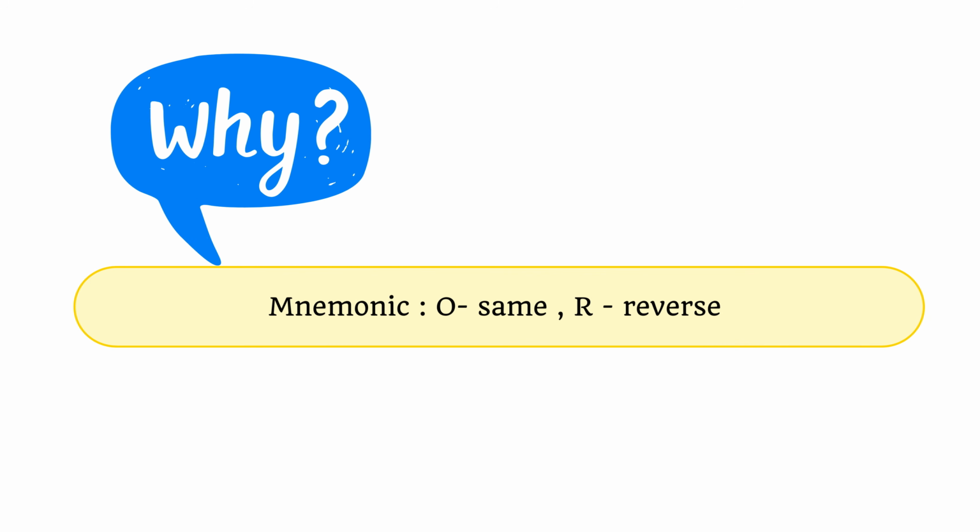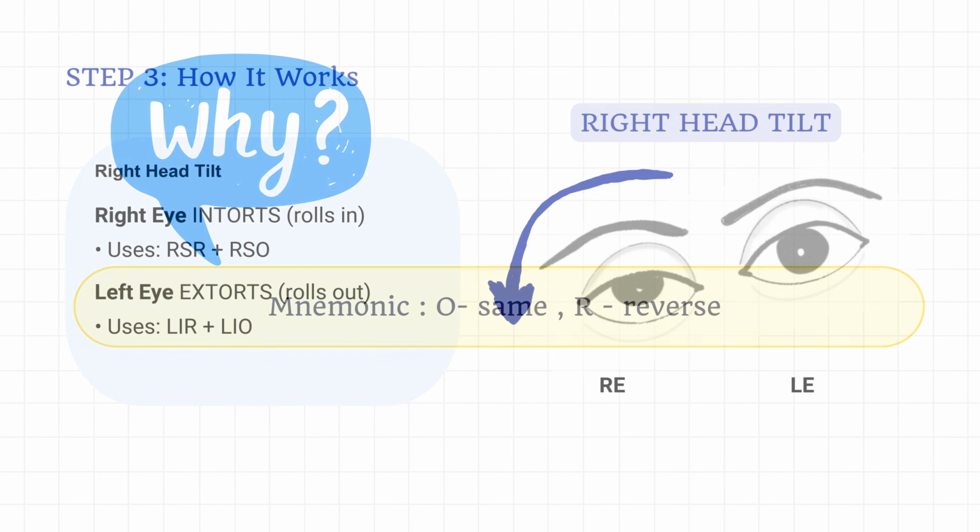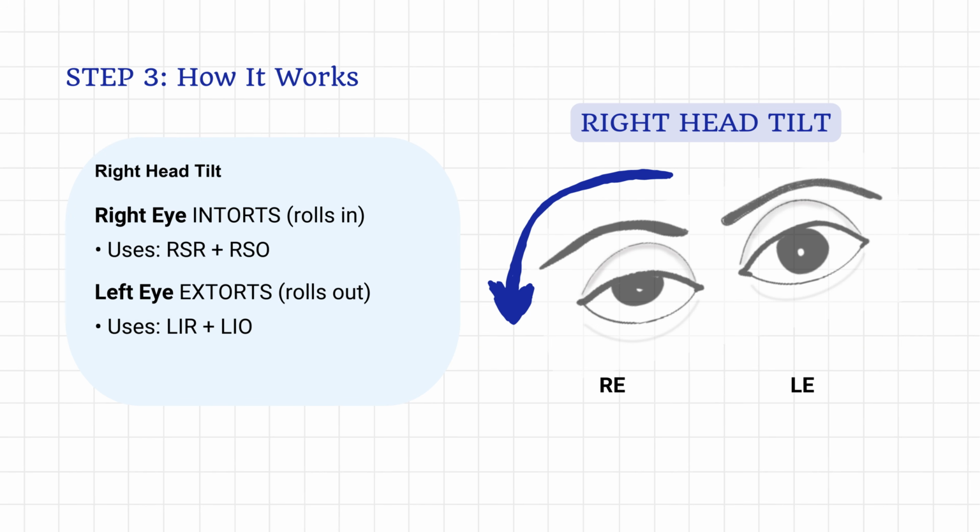But let's understand why. When the head tilts to the right, the eyes also tilt to the right. To maintain a straight ahead gaze, a compensatory mechanism kicks in. The right eye must intort and the left eye must extort. For the right eye, the intorters are the right superior rectus and the right superior oblique. And for the left eye, the extorters are the left inferior rectus and the left inferior oblique.